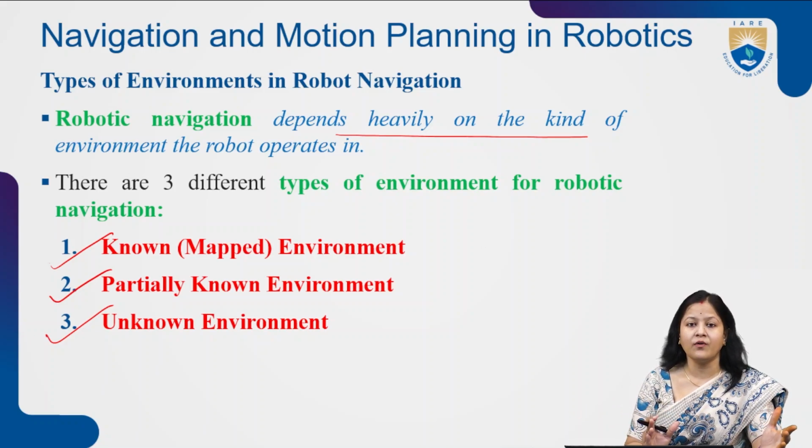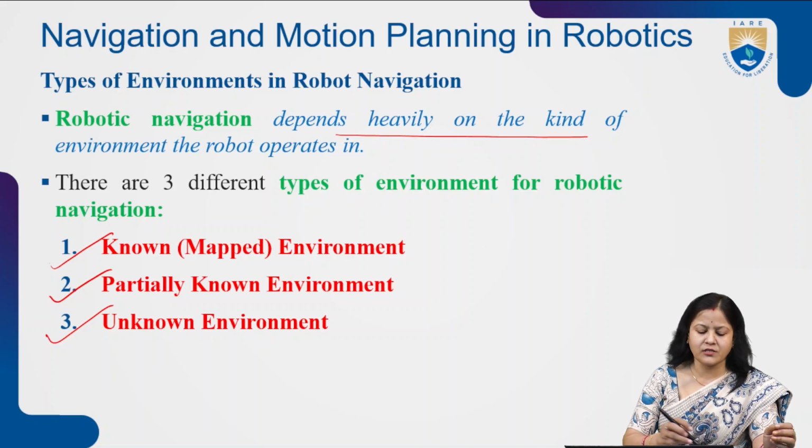Whereas in the partially known environment, the robot will have incomplete information. 50% complete information, 50% incomplete information, half the information would be there. In that case, the robot may not take the correct decision at the right time. And the third one is the unknown environment. Unknown means the robot has to explore its path at that particular moment of time, like search and rescue robots. Those robots work in an uncertain environment. They have to explore the environment, and they have to perform their task. That type of environment is called unknown environment.